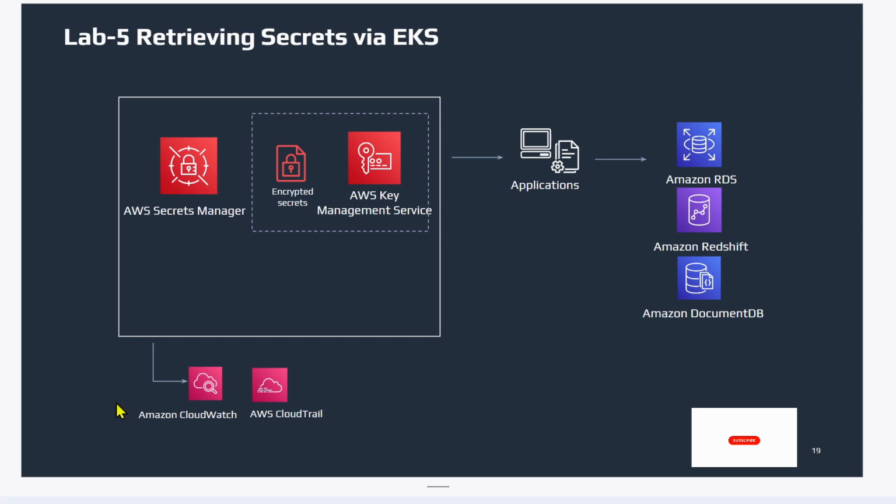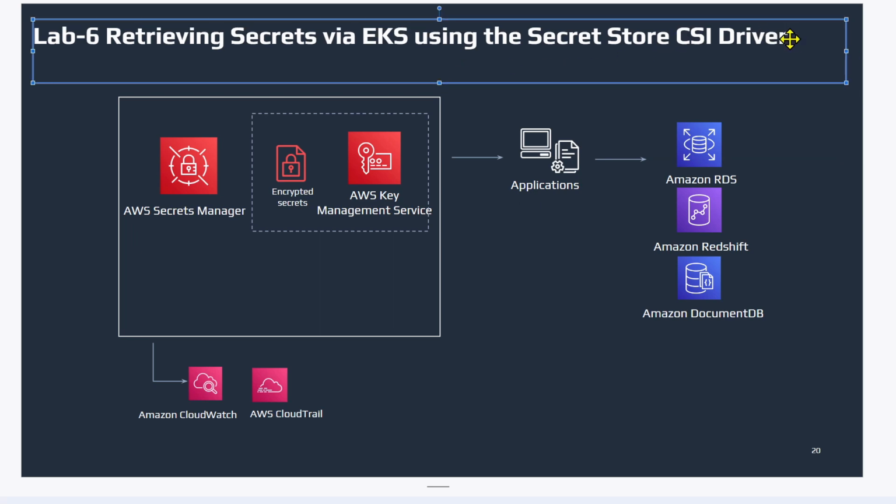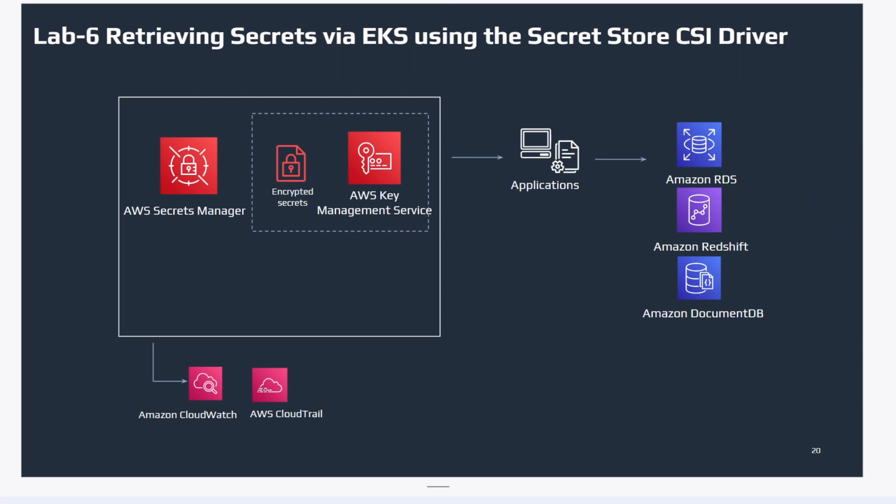In the fourth lab, maybe I missed the number. In the 5th lab, we'll talk about EKS. So after ECS, we'll take a look at EKS and how we can fetch credentials when we are using an EKS workload. I know most of you are on EKS, so I'll show you how you can utilize Secrets Manager with EKS. The last lab, what we'll see is retrieving secrets via EKS using the Secrets Store CSI driver. That is what we're going to do in the 6th lab.